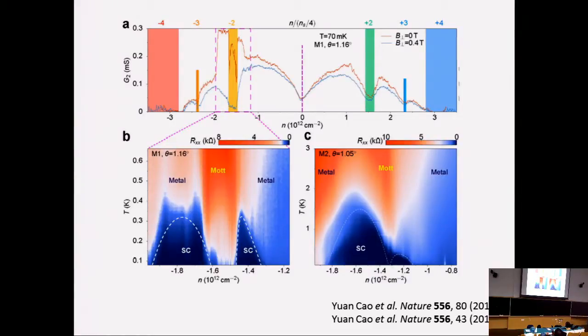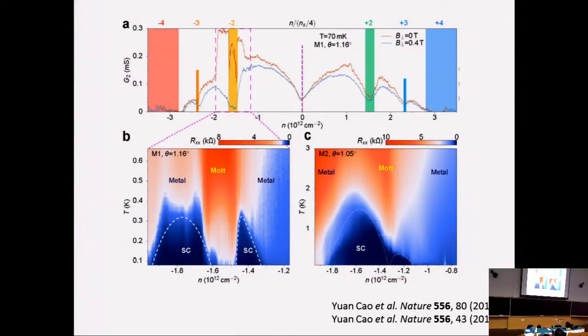It does not happen in the AB stacked bilayer, as far as we know. It seems to be intrinsic to this special moire system. Now, as Luke has nicely explained, there are several features in this experiment which are worth discussing.